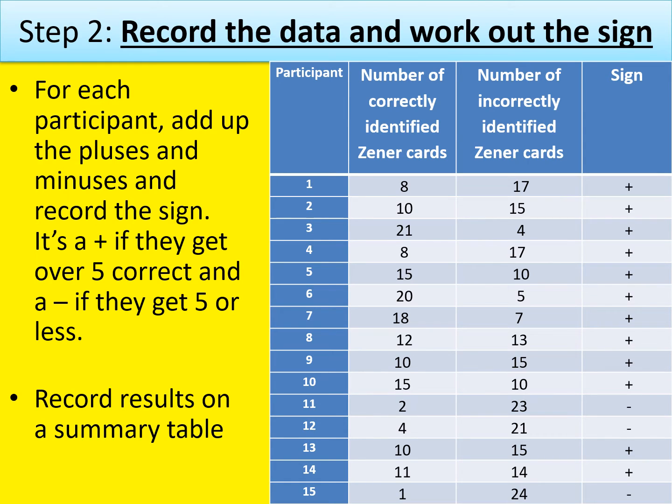So step 1 was to write the hypotheses and do the investigation. Step 2 is to record the data and work out the sign. So each participant added up their own pluses and minuses and recorded the sign. And if they got over 5, if they got 6 or more, then that first person would get a plus. If they got under 6, they got 5 or under, they would get a minus.